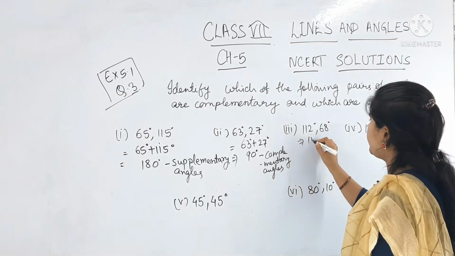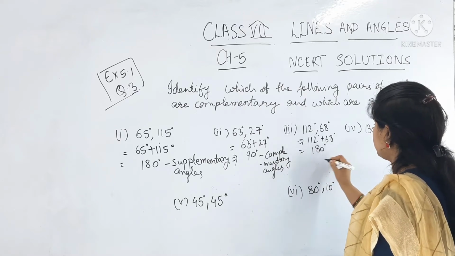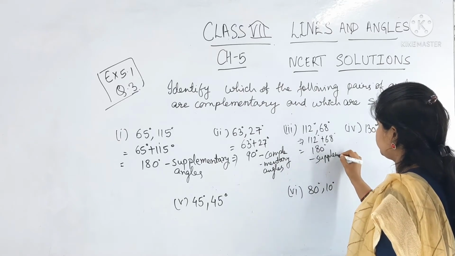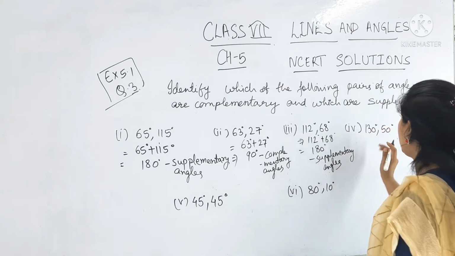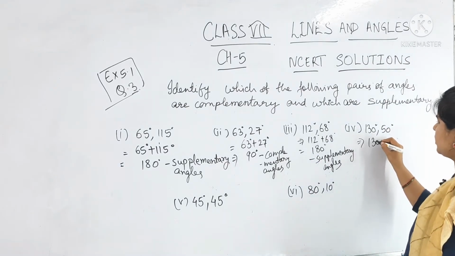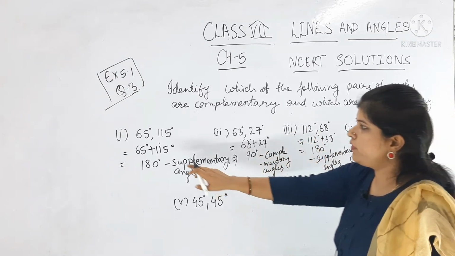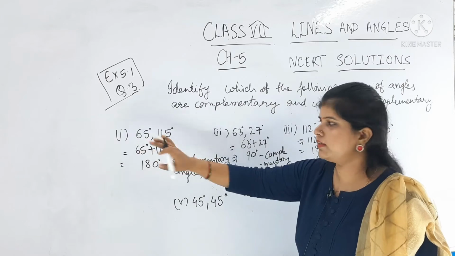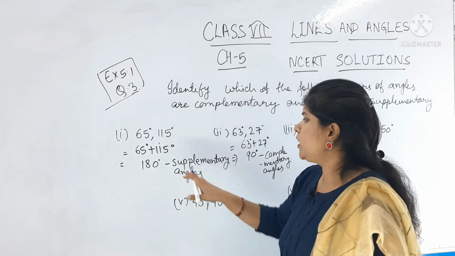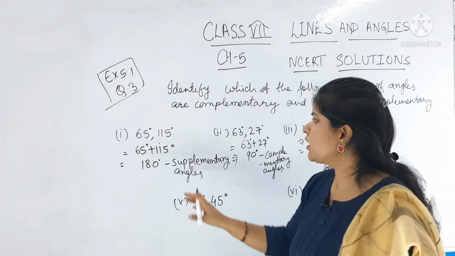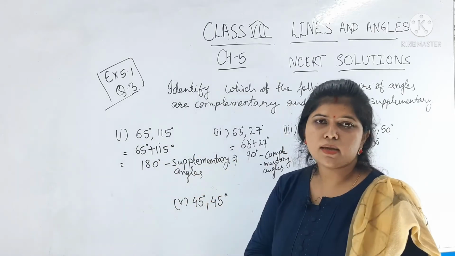Here 112 plus 68 is 180 degrees. So these are supplementary angles, right? Now you can see 130 degrees. If it is one obtuse angle and one acute angle, you can directly see and tell. This is a shortcut trick I am telling, but you have to show the working in your exam. If it is one acute angle and one obtuse angle, then these will be supplementary angles.